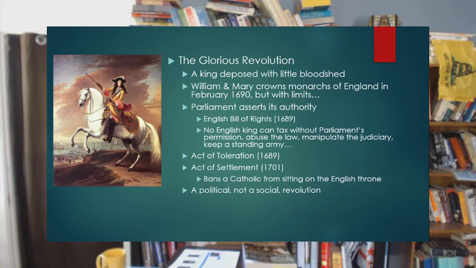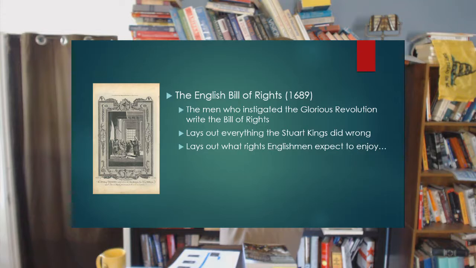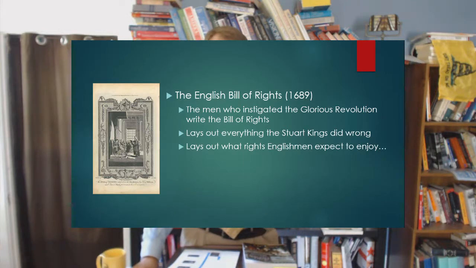They passed the Act of Toleration in 1689, offering toleration to dissenters. They passed the Act of Settlement in 1701. That bans any Catholic from being the future king of England. This is seen as a political, not a social revolution. The men who had invited William over, they're the ones who write the English Bill of Rights, and you're going to read that so you kind of get familiar with it.